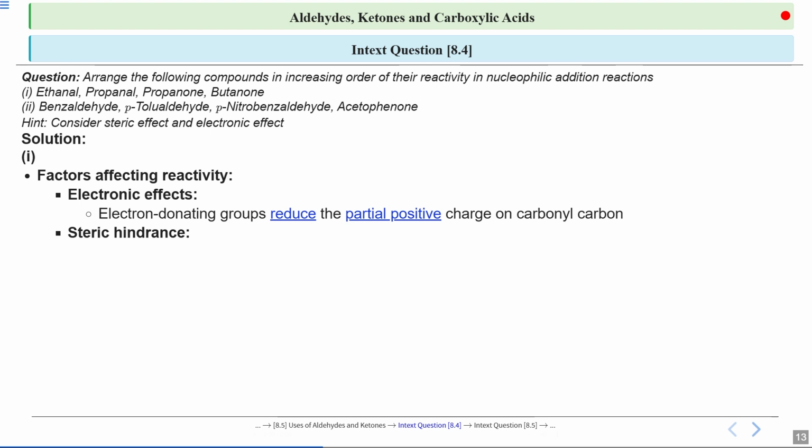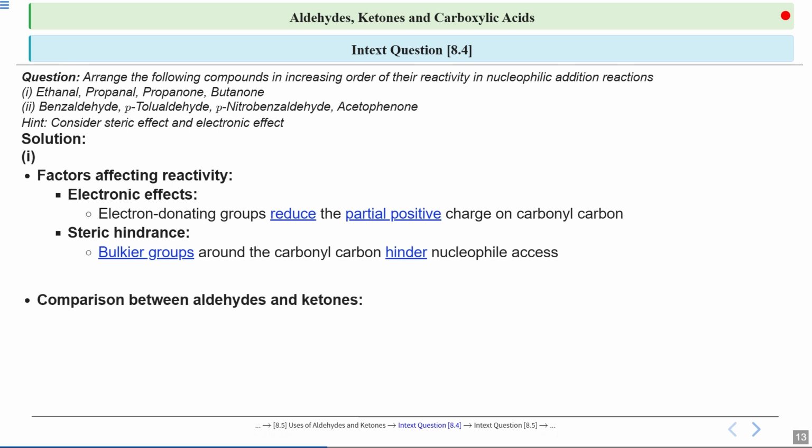The next factor which we take into consideration is steric hindrance. Bulkier groups around the carbonyl carbon can hinder the approach of nucleophiles. If you imagine two bulky groups being present, it will be difficult for the nucleophile to attack. If it is difficult for the nucleophile to approach the carbonyl carbon, this will make the reaction slower.